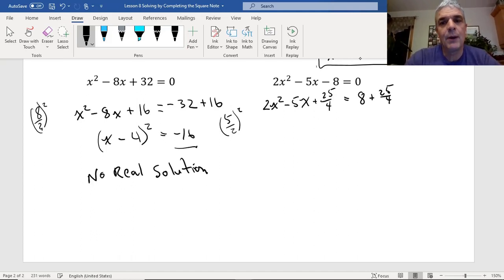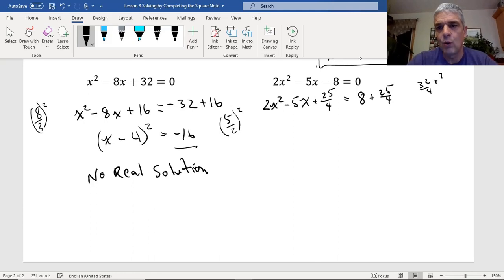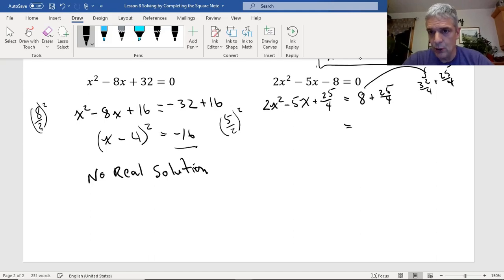And then typically what I would do is encourage you to convert the 8 into a fraction, which is 32 over 4. That's then added to the 25 over 4. So you might do that math off on its side, and that works out to 57 over 4. Hopefully you understand that 8 is 32 divided by 4, plus 25. So this works out to 57 over 4.